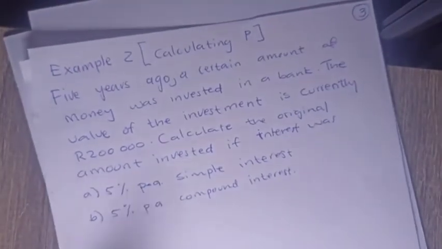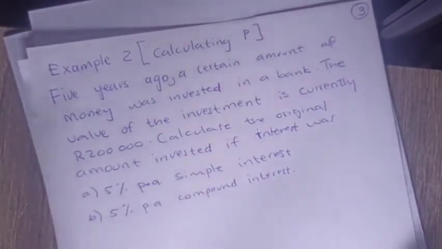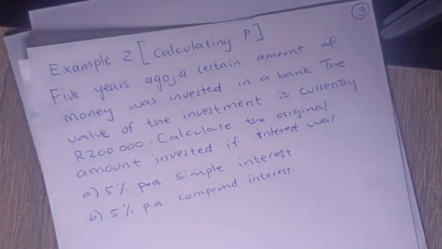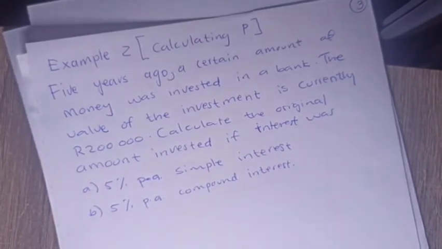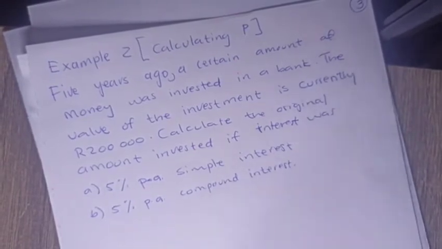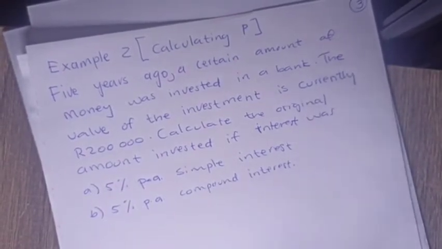We are still trying to get comfortable with using the 2 formulas. We are still trying to know how to calculate each and every part of the formula. You need to be able to calculate the future value, the present value, the interest, and the period. So in this question, example 2 now, look at what's written there. We are calculating P. What is P? P is the present value or the initial amount.